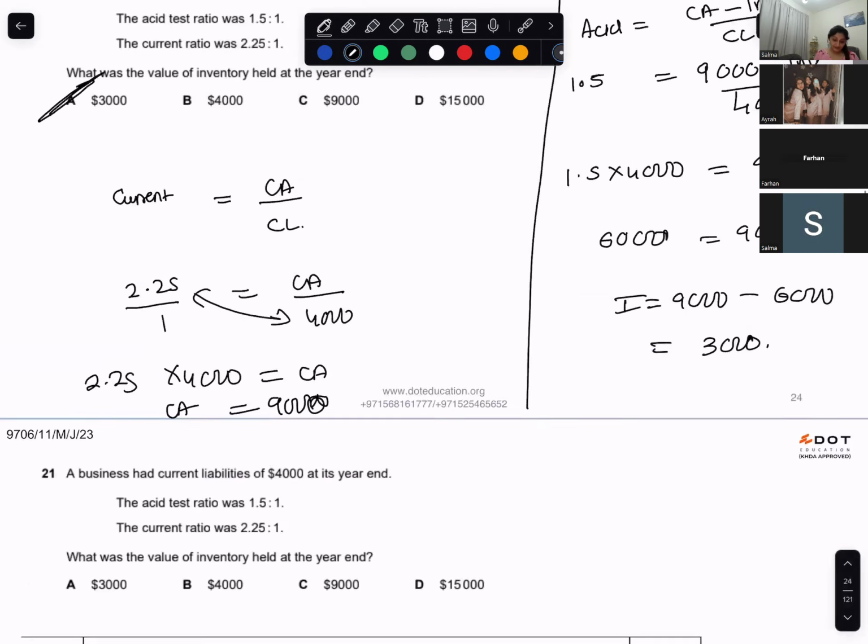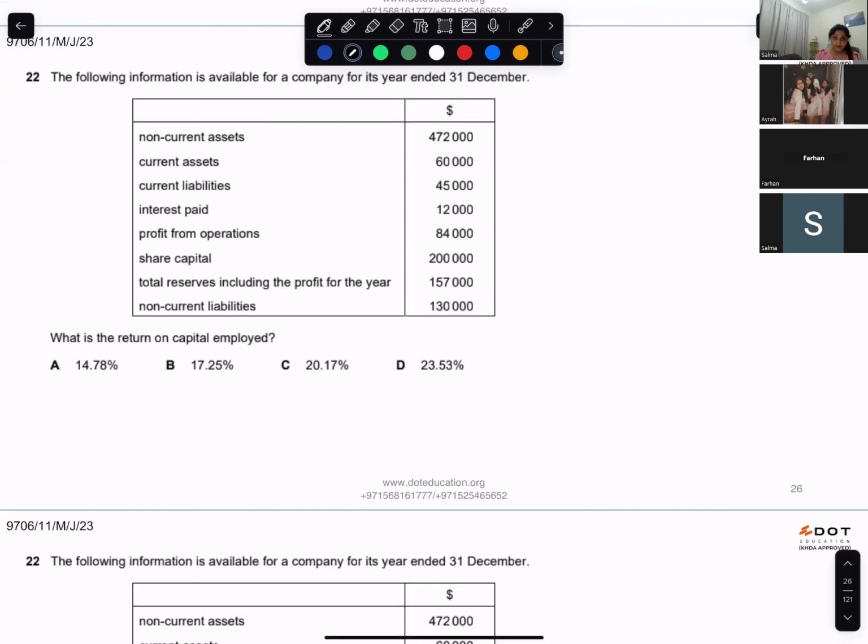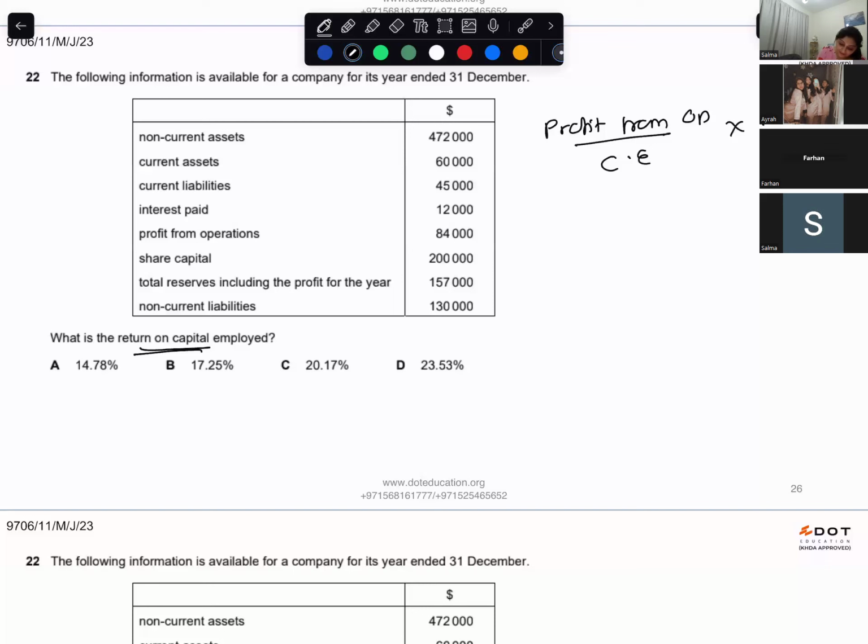Return on capital employed. What is the formula for ROCE? Profit before interest and tax divided by capital employed. Profit from operations over capital employed into 100. Profit from operations is over here, 84,000. 84,000 divided by.